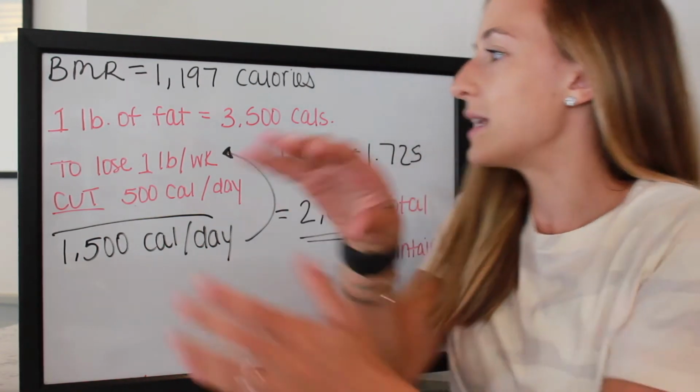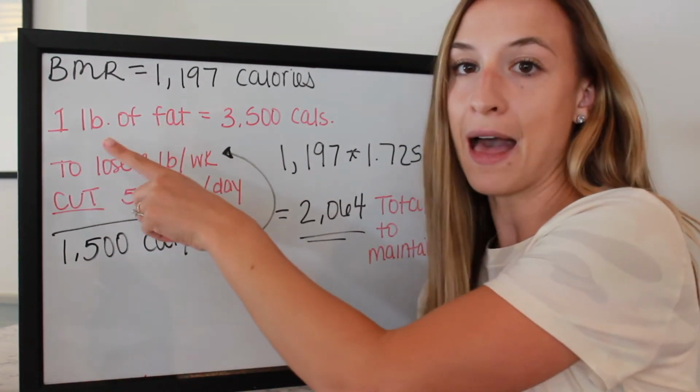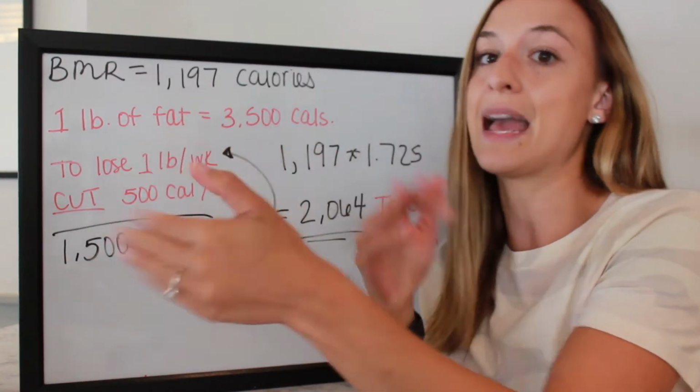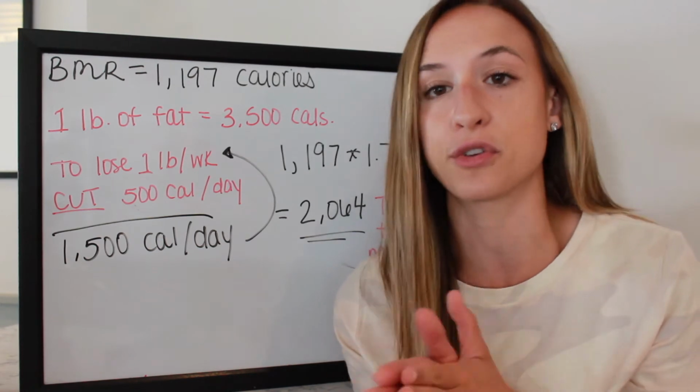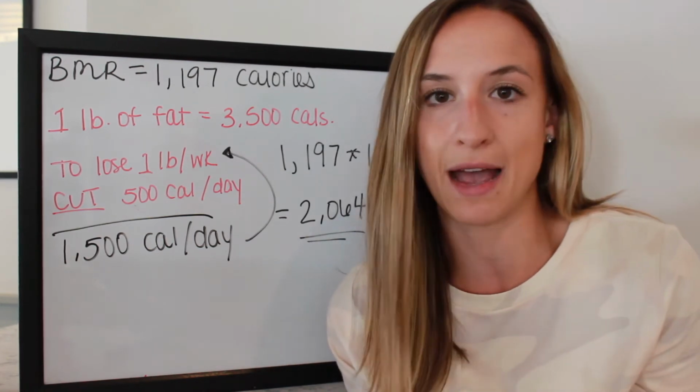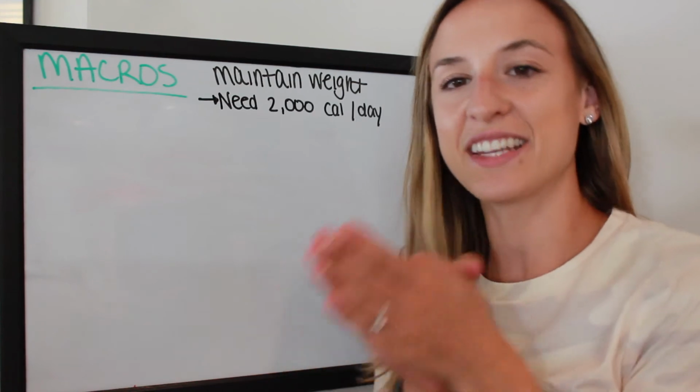All you need to know is that for 1 pound of fat loss or gain, you either need to add or subtract 3,500 calories. It's so important to understand that 3,500 calories equals 1 pound. Let's get to the good stuff, calculating macros.